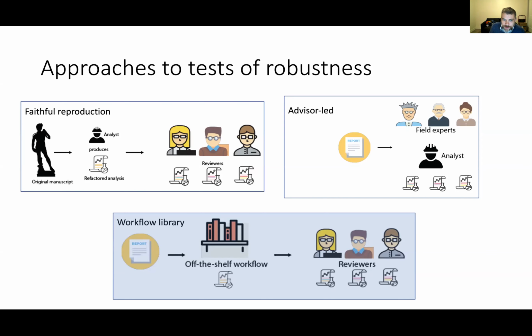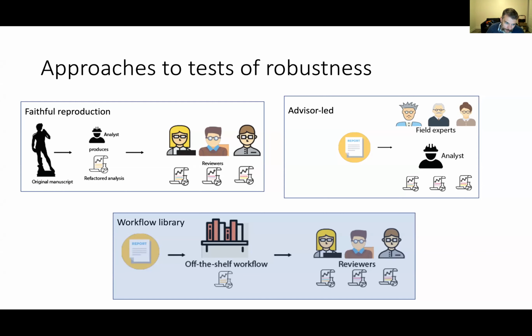In the faithful reproduction approach, I felt like people were reluctant to start manipulating workflows deeply or aggressively just because they had a working pipeline that they didn't want to break. And the advisor-led approach was very dependent on communication between experts, and that certainly turned into a bottleneck.